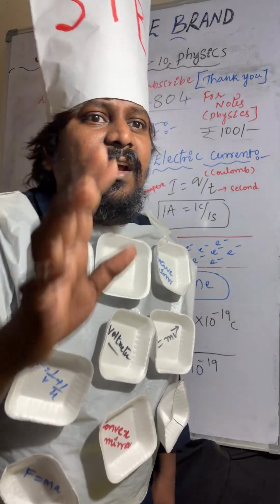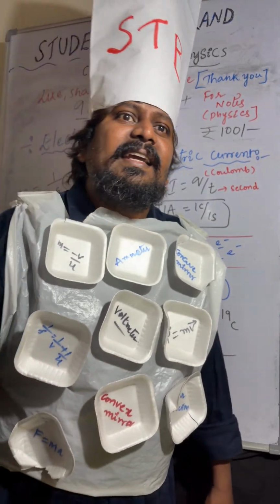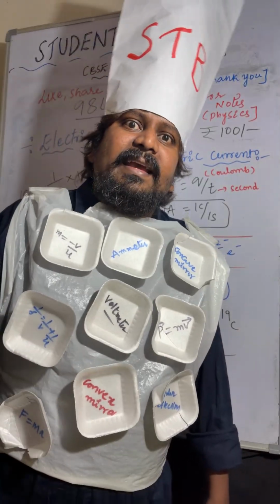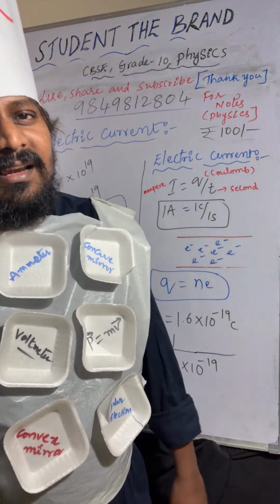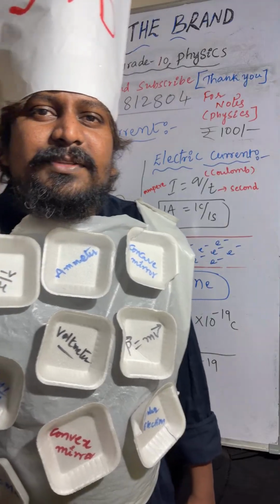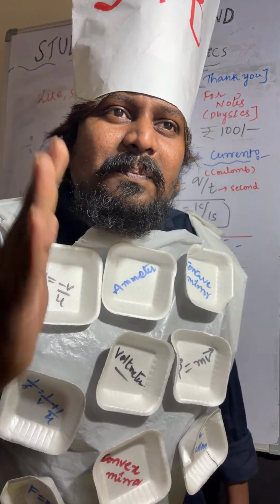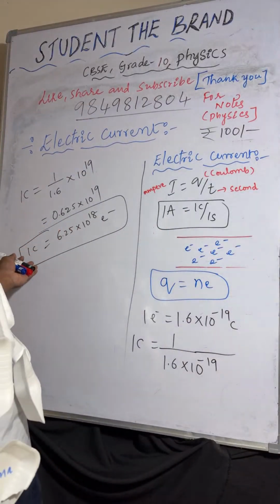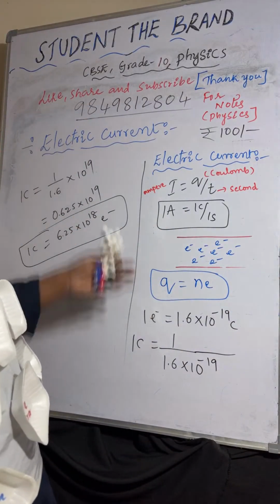I equal to Q by T. In 1 coulomb, how many electrons are present? 6.25 into 10 power 18 electrons are present in 1 coulomb.